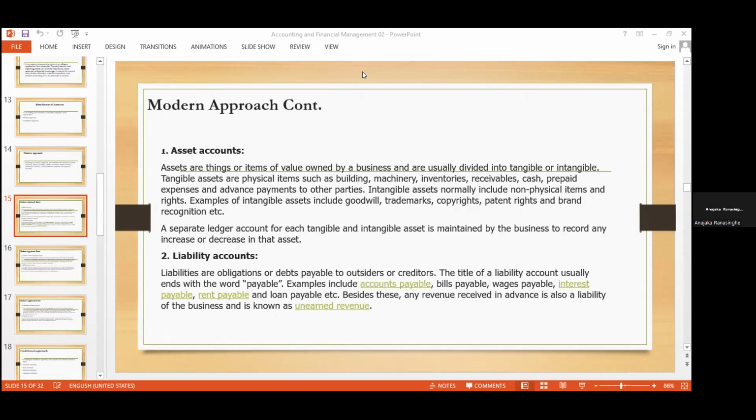A transaction that ends with payable is a liability amount. The company needs to pay other parties. It is a liability.